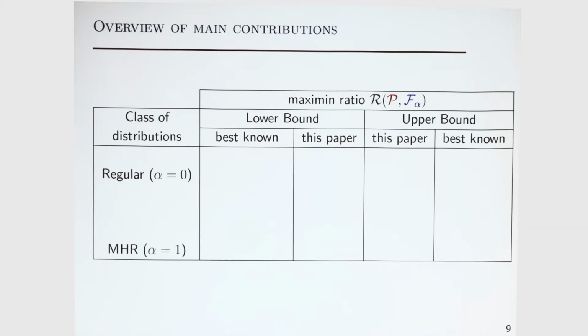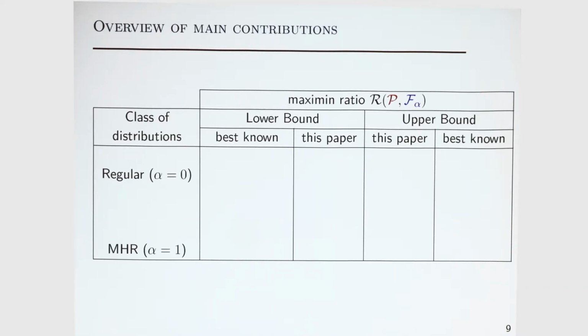So in this table, I will now go back to the papers that I have mentioned earlier. I will try to characterize the max-min ratio and give you a flavor of our results. Here we have different classes of distributions. I will provide the best known lower bound and what we provide, and the best known upper bound and what we have improved.